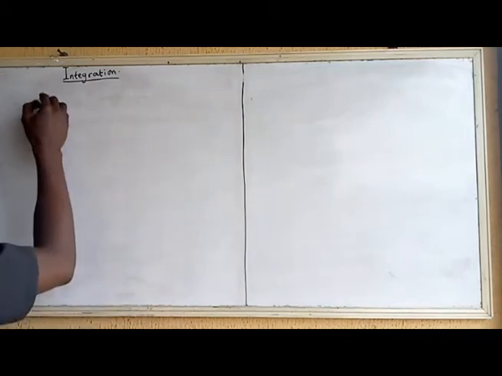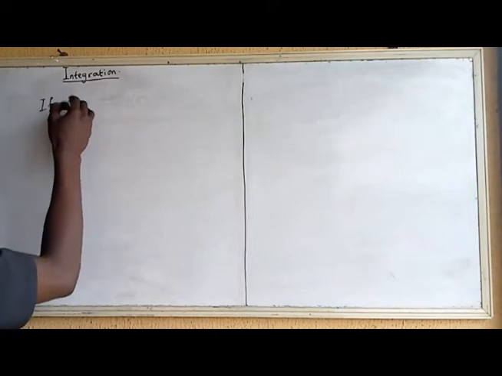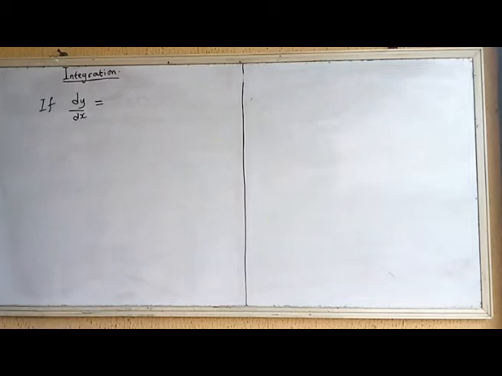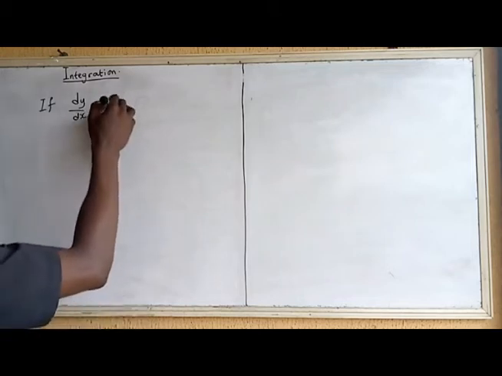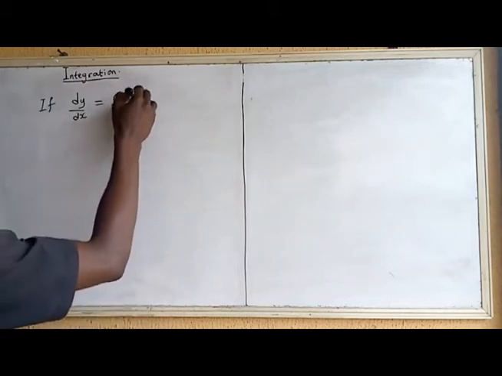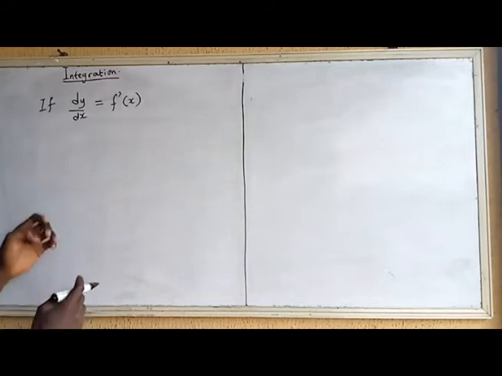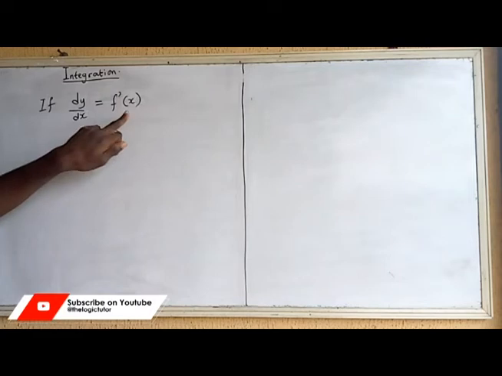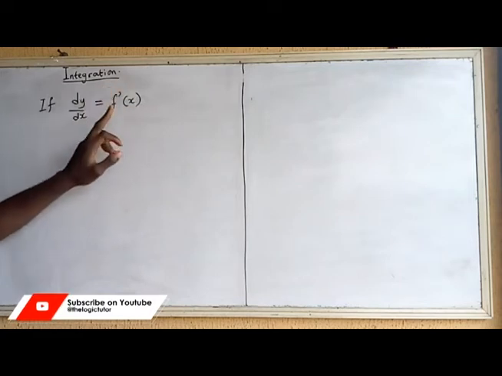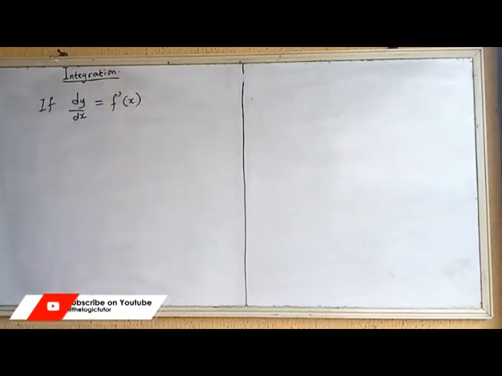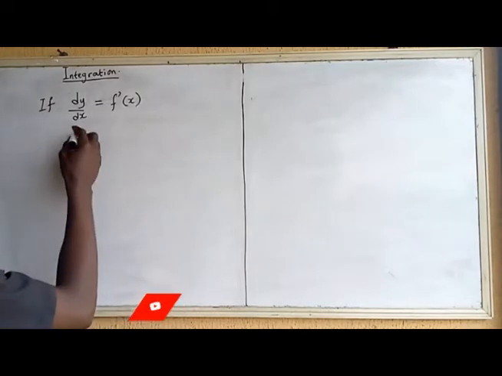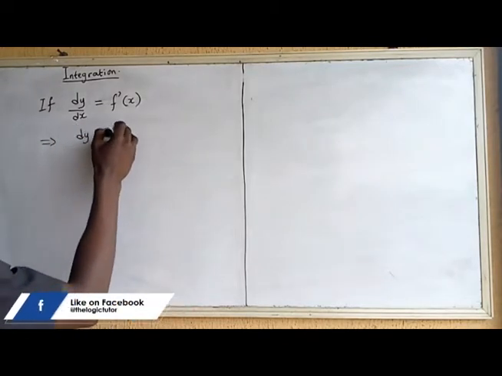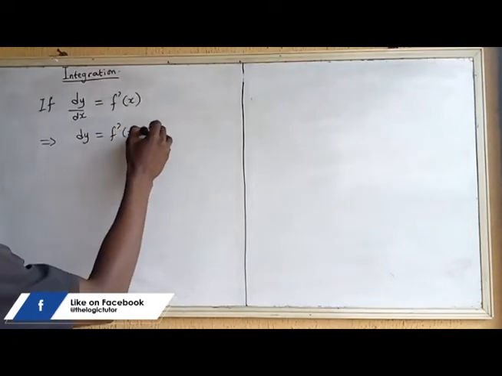From the idea of derivative, let's say dy/dx, that's the derivative or differential coefficient of a function, is f prime x. This is the derivative of a particular function. To get the function whose derivative is this, we use the technique of integration. So how is this achieved? We move dy to be equal to f prime x dx.